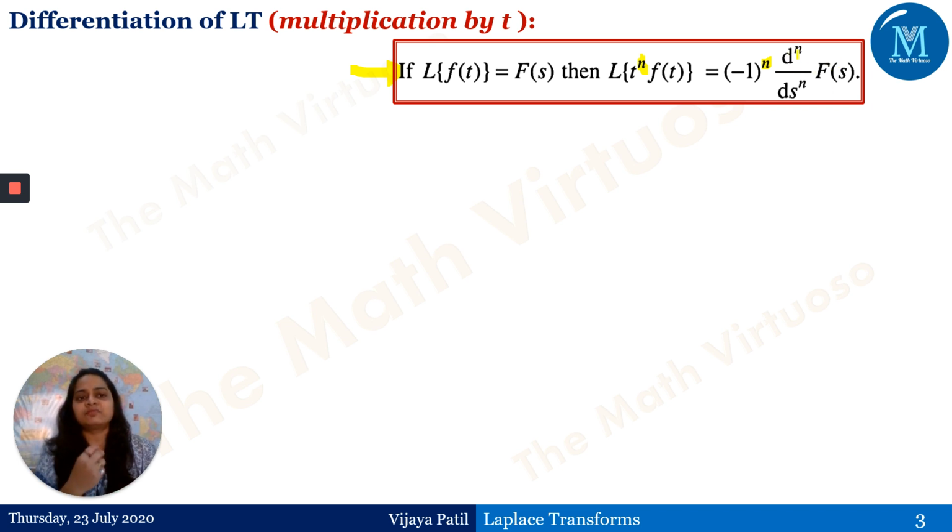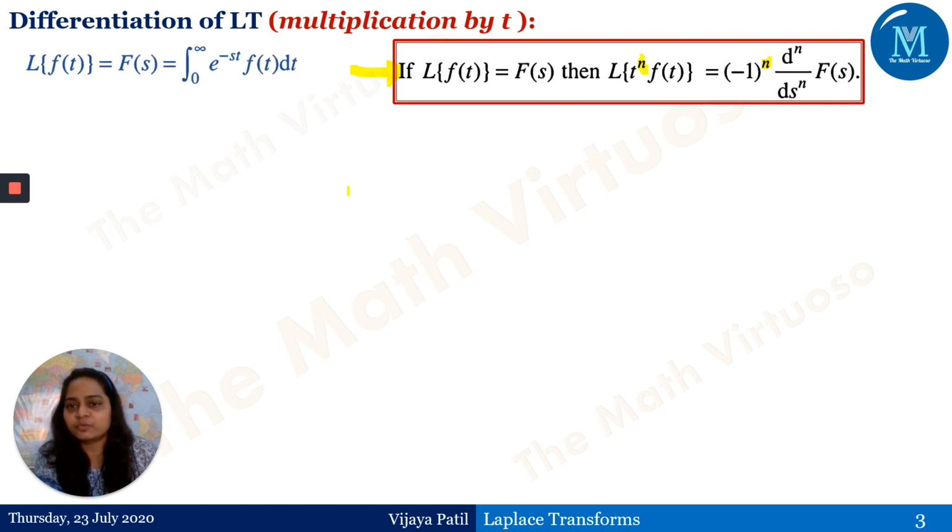If I have the value of n as 2, that is, I'm multiplying this function f of t with t squared, then what would be this side? Minus 1 to the power 2 into d squared upon ds squared of F of s. That means I have to differentiate this F of s 2 times with respect to s. Differentiation 2 times with respect to s.